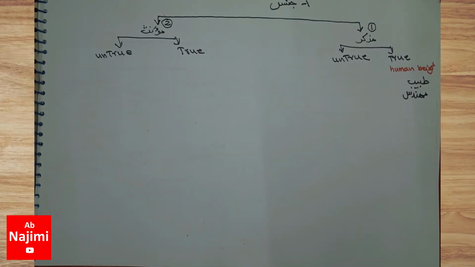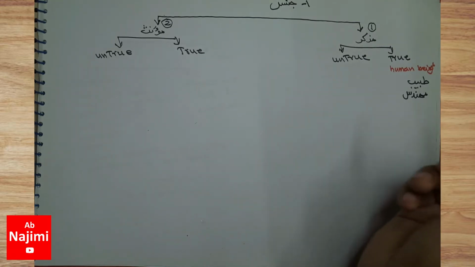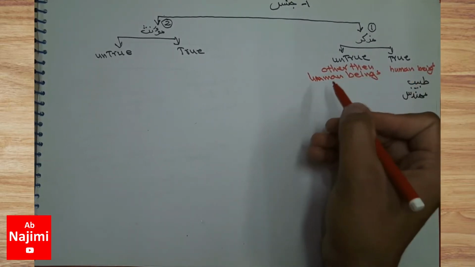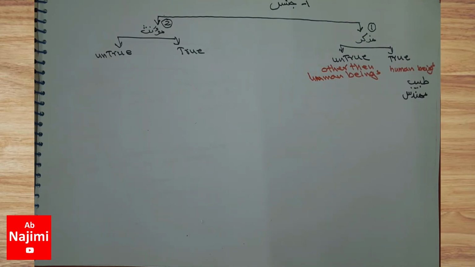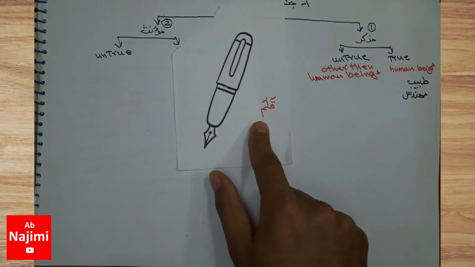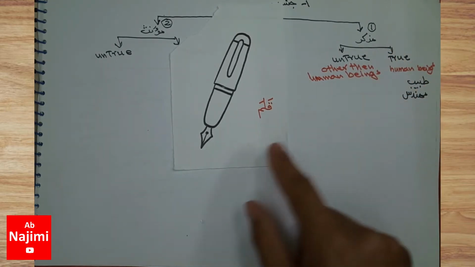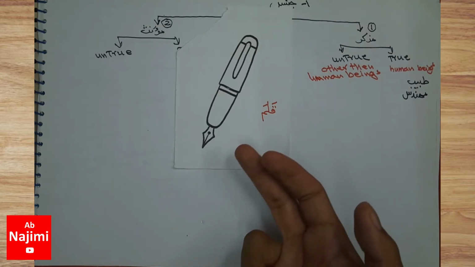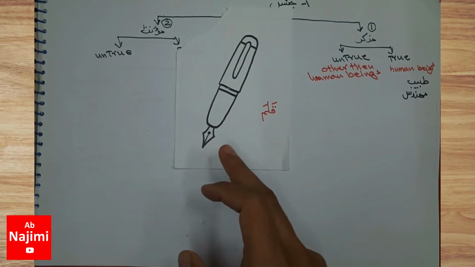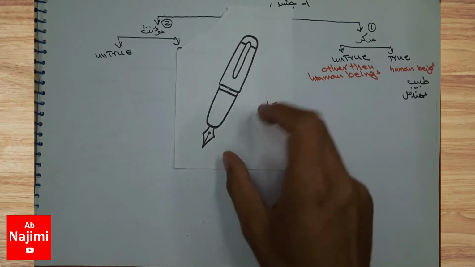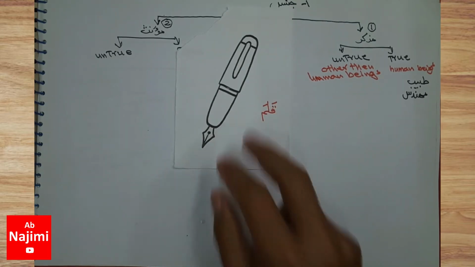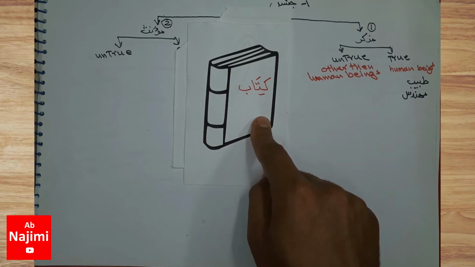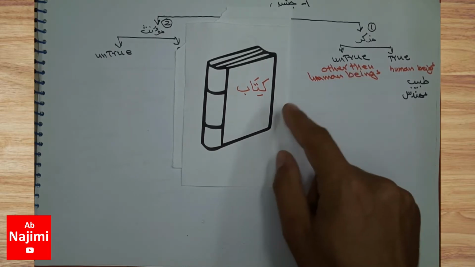Now let us understand what are untrue mudhakkar. Other than human beings are considered untrue mudhakkar. For example, this qalam, it's mudhakkar. What type of mudhakkar? Untrue. In fact, if we see this pen, it's neither mudhakkar nor muannas, it is just a pen. In English, it's neither male nor female. But in Arabic, it's considered a mudhakkar. But what type? Untrue, because it is not human. Same for this kitab. In Arabic, it is considered a mudhakkar, but untrue mudhakkar, because it is not a human being.